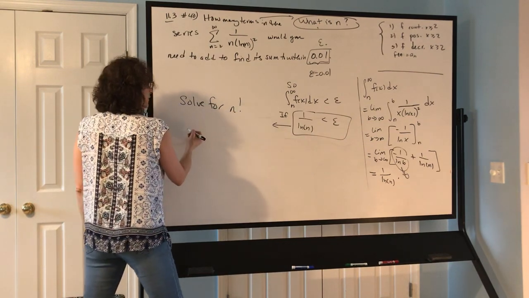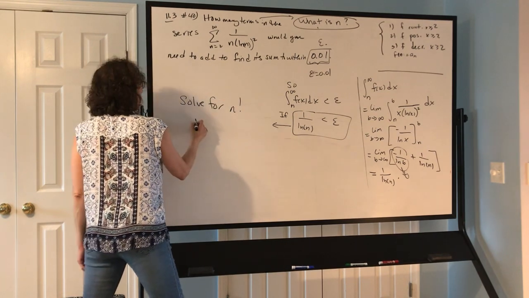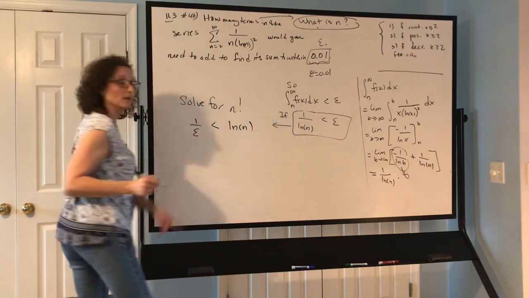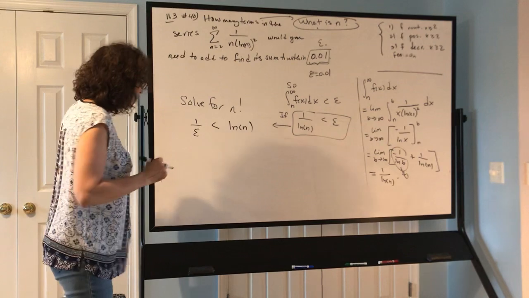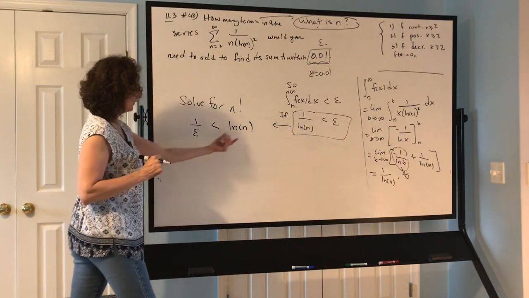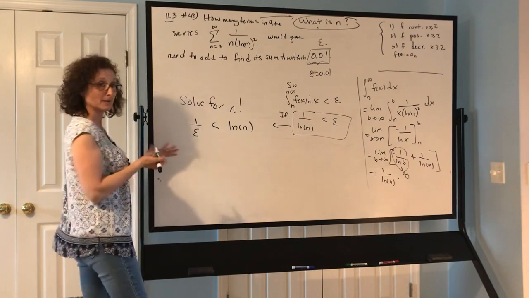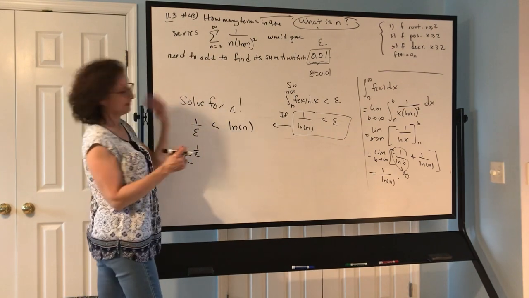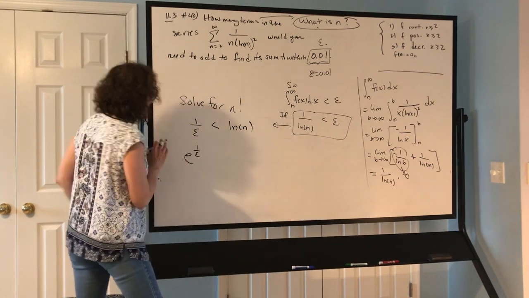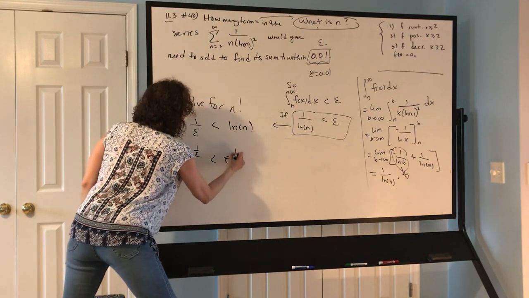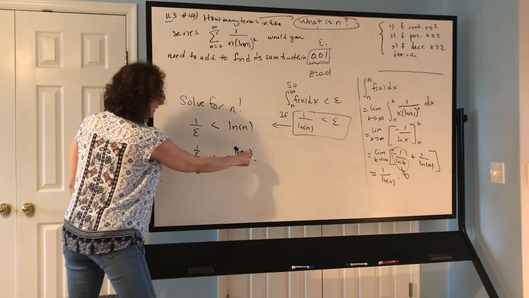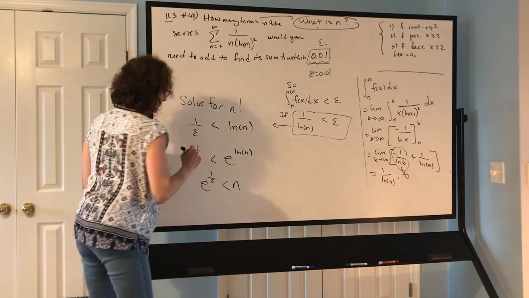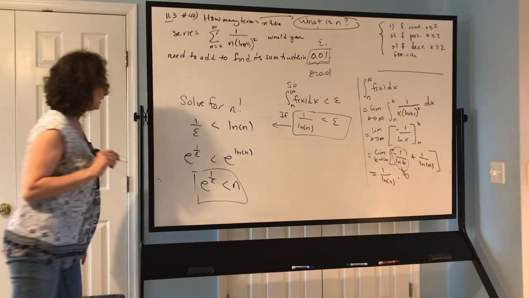Because they're both positive. So if I divide by epsilon, I'm going to get a 1 over epsilon on this side. Multiply by natural log of n, I'm going to get that there. What do I have left to do, right? How do I get the n out of inside of natural log? Good, take the exponential of both sides, yeah? We can do that also because the exponential is monotonically increasing as well. What is e to the natural log of n? Beautiful. And what does this say? n is greater than e to the 1 over epsilon, right? Here's our inequality about n.